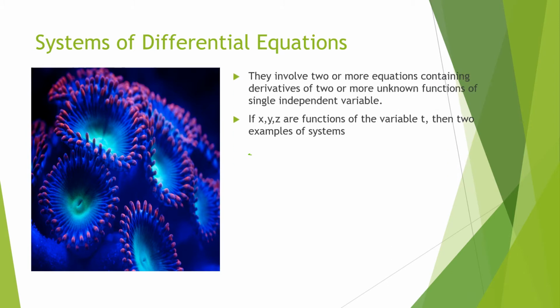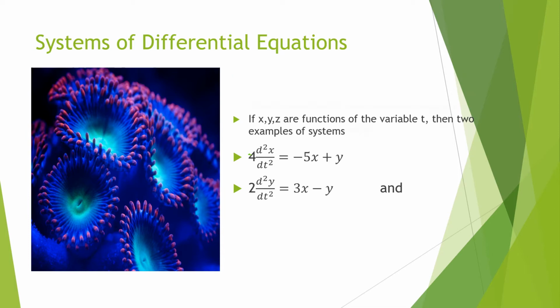This system will involve two or more equations containing the derivatives of two or more unknown variables, which may be in terms of some independent variable t. So you can have x, y, or x, y, z as functions of t. And let us see some examples here. The first system has two variables x and y, which are in terms of t, because we are trying to find the second derivative and equating that to another expression, negative 5x plus 4y or 3x minus y.